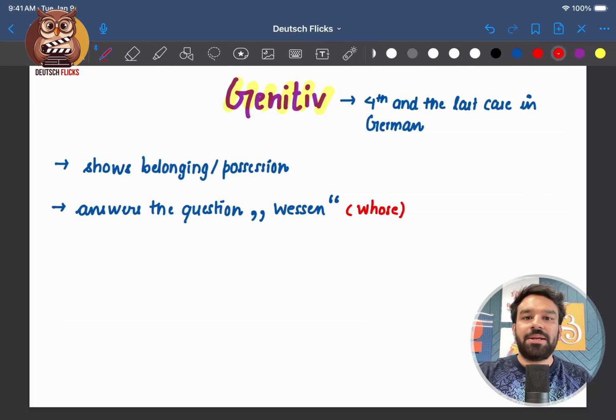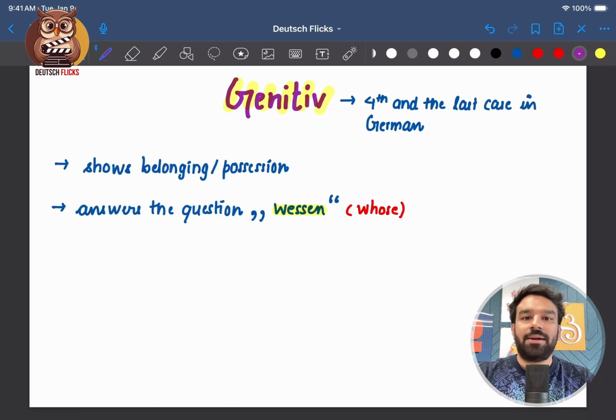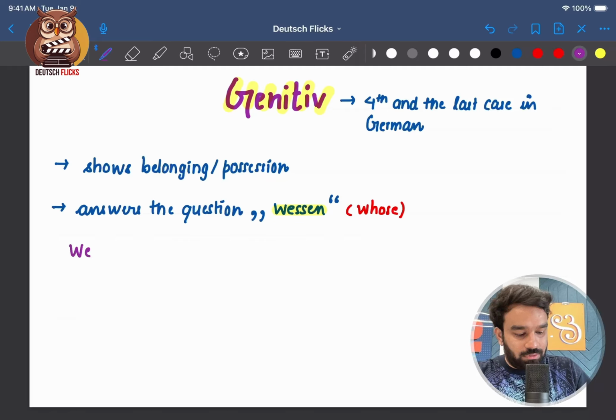So this will be a new W word for you, wessen. Wessen means whose. And trust me, this is super easy to use in German. So you take any sentence with whose, for example, whose pen is this? Now you just have to do the literal translation. What is whose? Whose is wessen. Now I said whose pen. So wessen Stift.